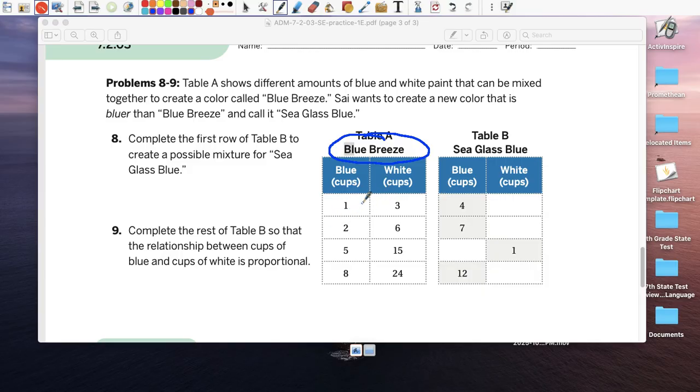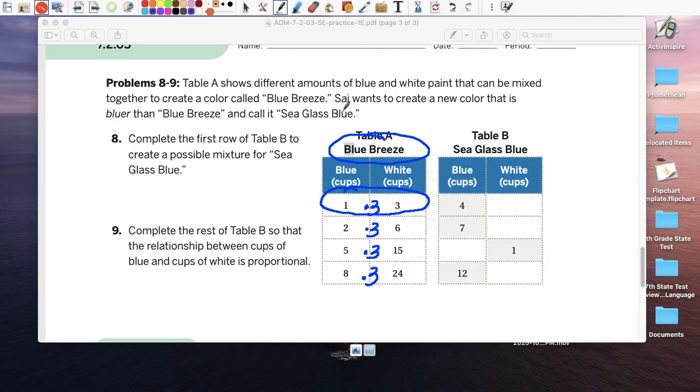So we can find the constant of proportionality in this line. It's just given to us right there. Look, it's being compared to 1. So 1 times 3 is 3, and so on. There's our constant of proportionality. So for every 1 cup of blue, we need 3 cups of white. And that's the unit rate.